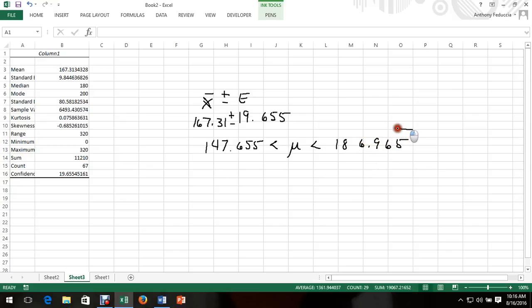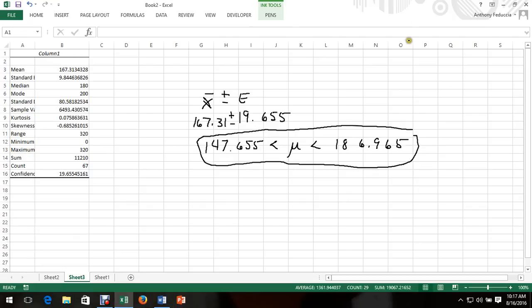186.965. So this is the 95% confidence interval. What that says is we're 95% confident or sure that the true mean milligrams of sodium in a cereal will be greater than 147.655, but less than 186.965. So you see, it gives us a range instead of giving us just a point estimate, like 167 with no confidence. It gives us a range, and we can make this statement with 95% confidence.